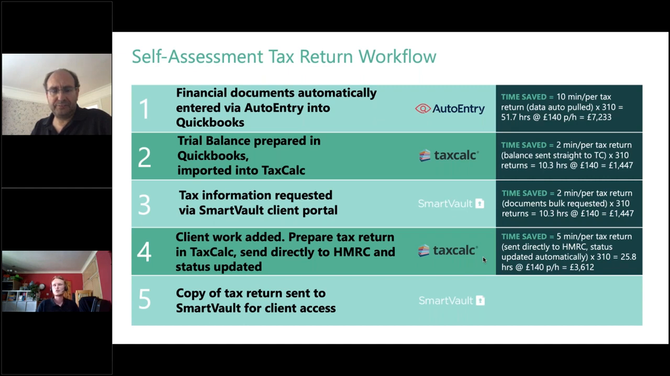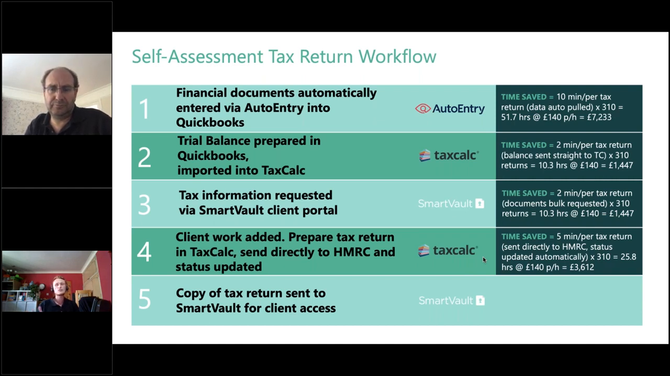So let's start. For your key business information, let's say this is a sole trader example, you're going to be able to pull in the financial documents from AutoEntry into QuickBooks. So not only have you got the time saving abilities of AutoEntry itself, but then that connection into QBO, so you save a bit of time there. We reckon that's around 10 minutes per return, but likely much more. So we're talking 51.7 hours or £7K saved, and that's a conservative estimate based on our research.